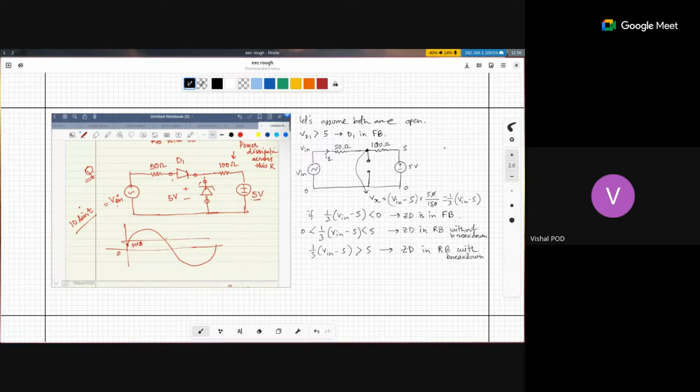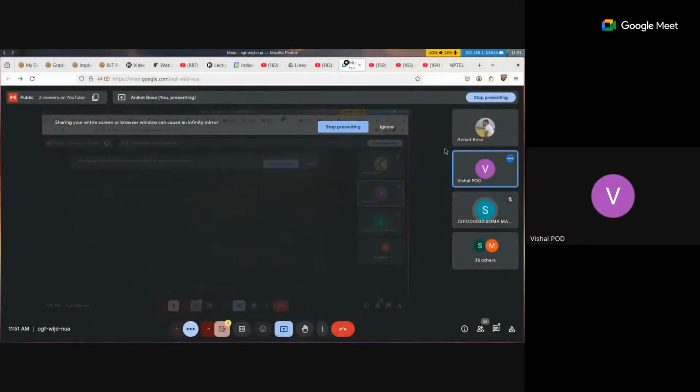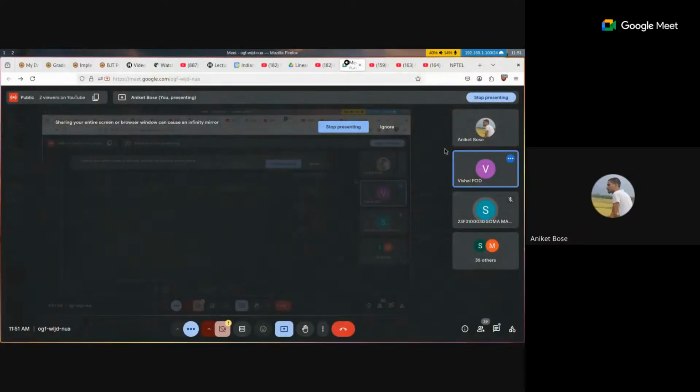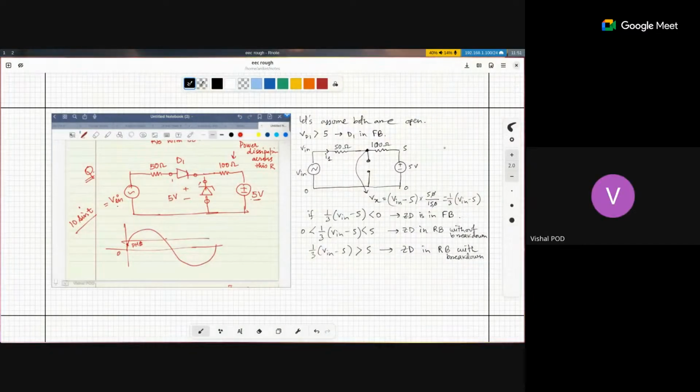So you have taken both as open, right? Yes, sir. Okay, both are open till 5 volt or after 5 volt. Up till 5 volts, both will be open, and after 5 volts, that is correct, D1 will get short circuited. That will be short circuited, right?